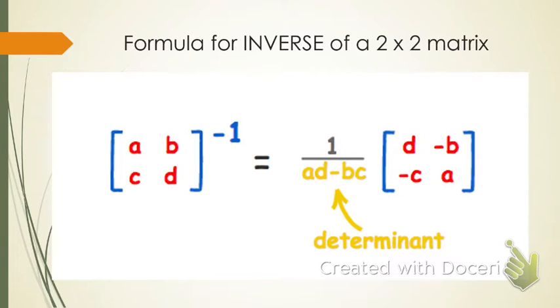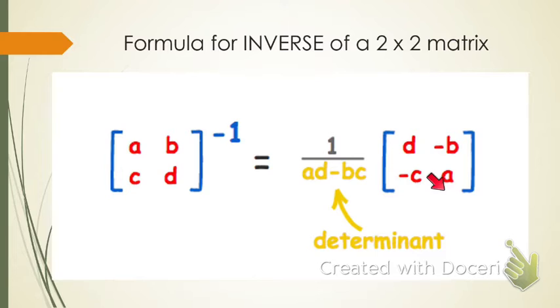Okay, so when you're finding the inverse, the first thing you want to do, step number 1, is find the determinant. And when you're finding the determinant, we cross multiply. We take A times D minus B times C. So it's 1 over that.